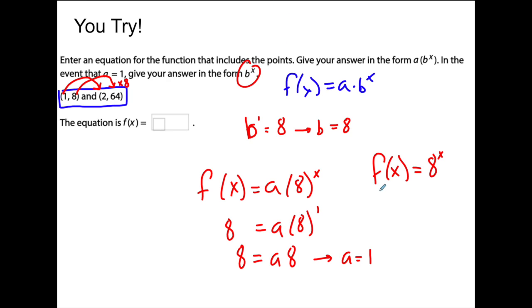Technically, if you were to write on a test or quiz f of x equals 1 times 8 to the x, I wouldn't mark you down because that's completely correct from a mathematical perspective.